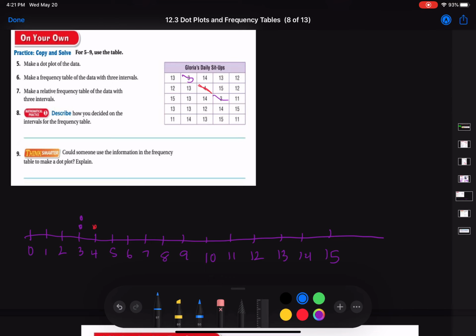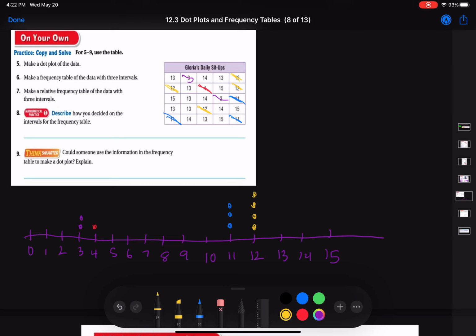6s, I don't see any 6s. 7, 8, 9, 10. It looks like 11 is the first one. So mark off all the 11s. And that looks like it's just 3. So you're going to come to 11 here, and you're going to go 1, 2, 3. Okay, and then we're going to change the color again. Let's do 12. So we got 1, 2, 3, 4.